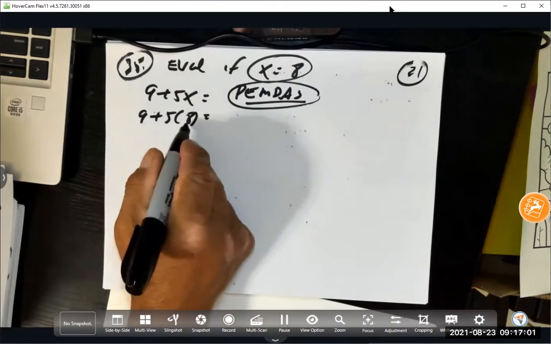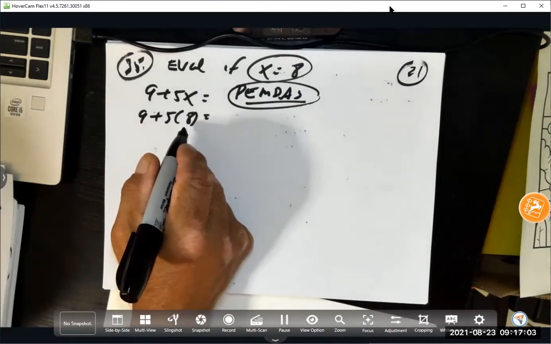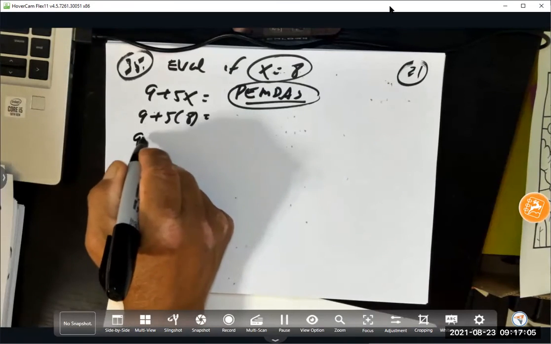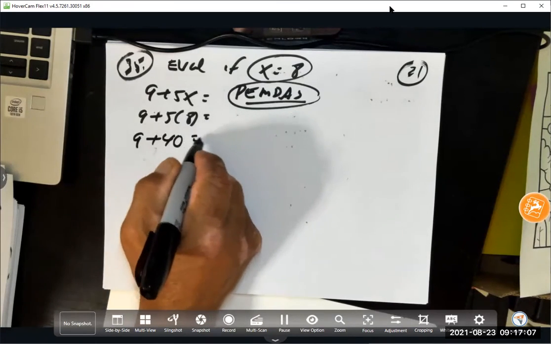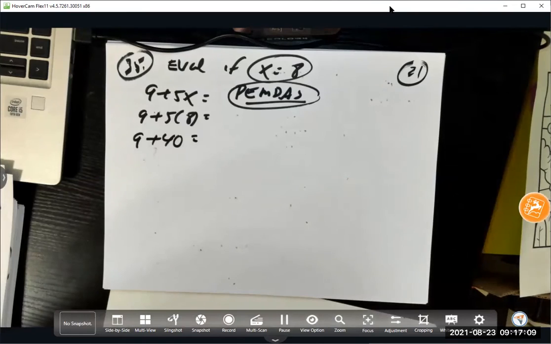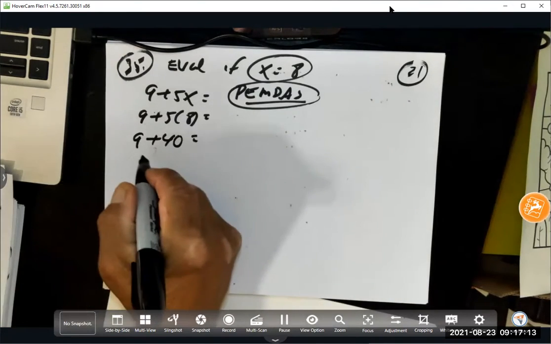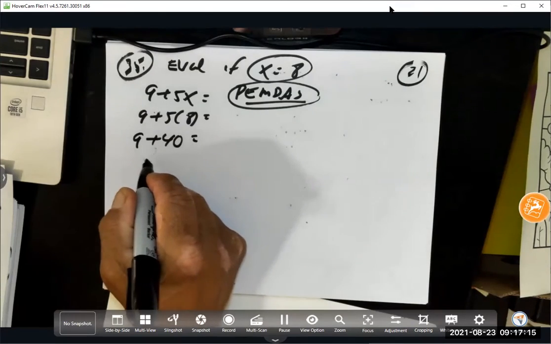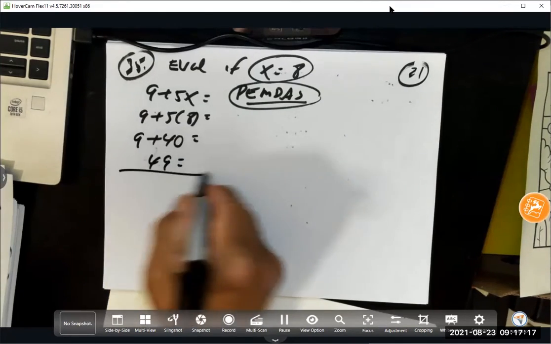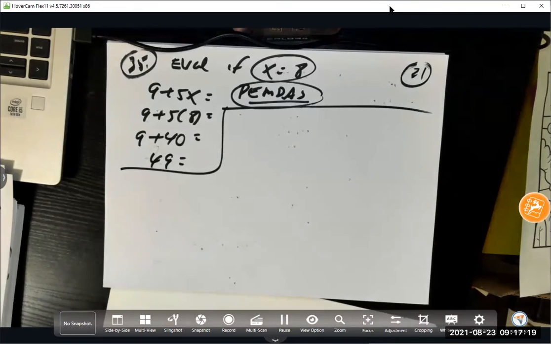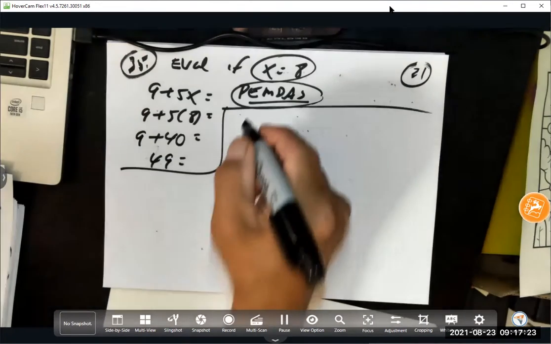So do I add or do I multiply? Multiply. So 9 plus 40. Is everybody okay with that step right there? Then if you put those together, what do I get? 49. There you go. You got it. Everybody okay with number 35? Let's say yes. All right, 36.